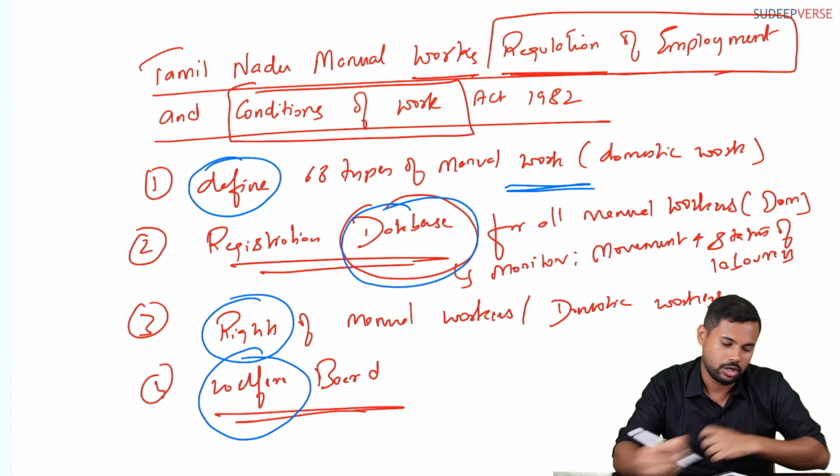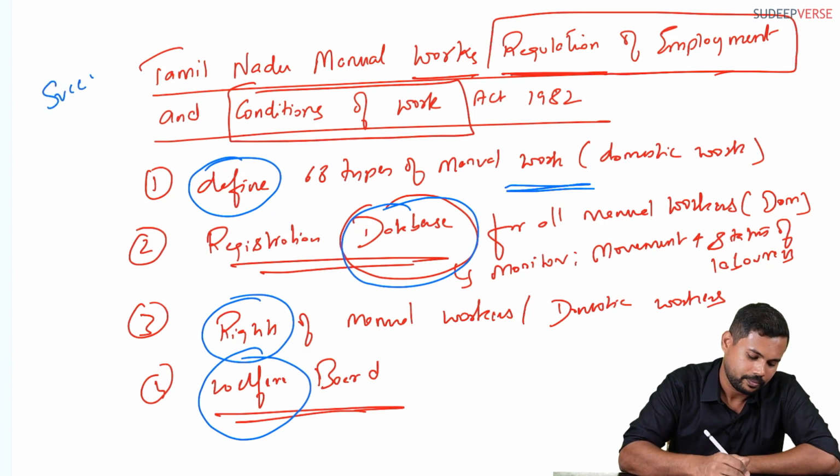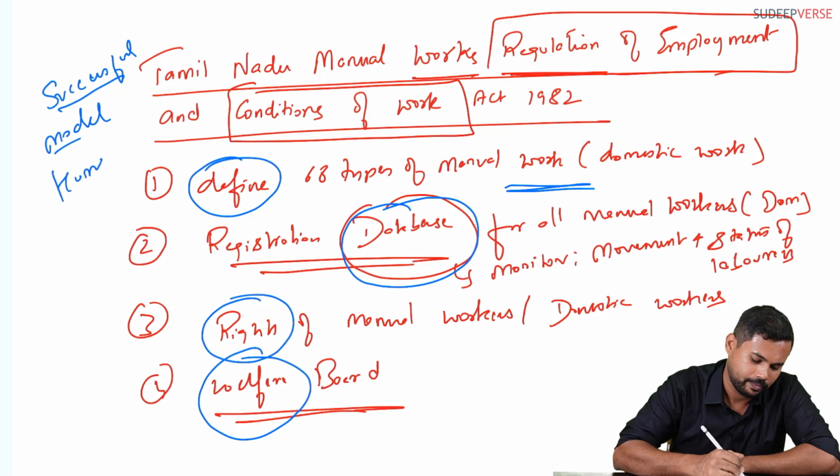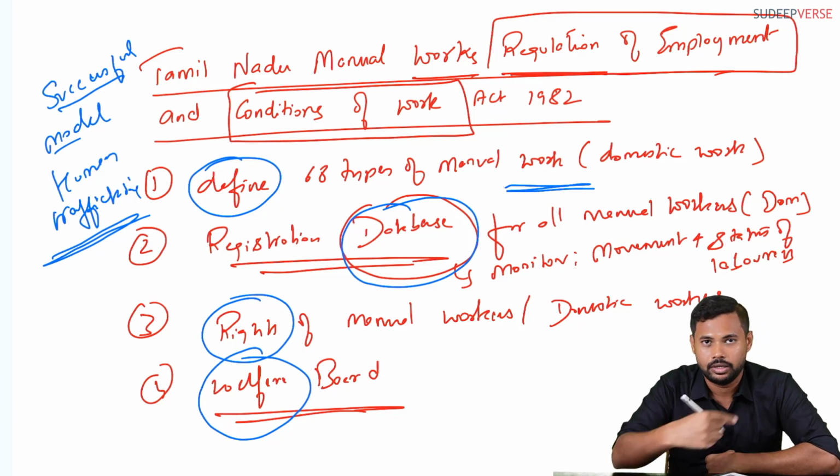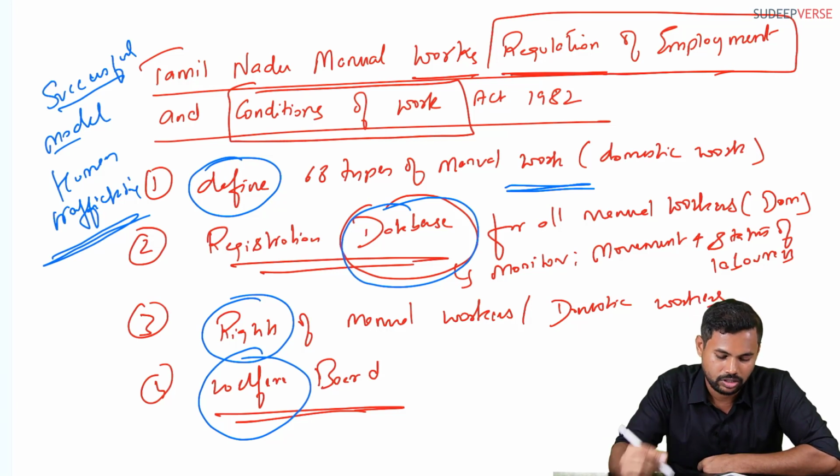Okay, so this is a successful model in preventing human trafficking. Not only in Jharkhand, but it should also be replicated in the rest of India. That is the suggestion.